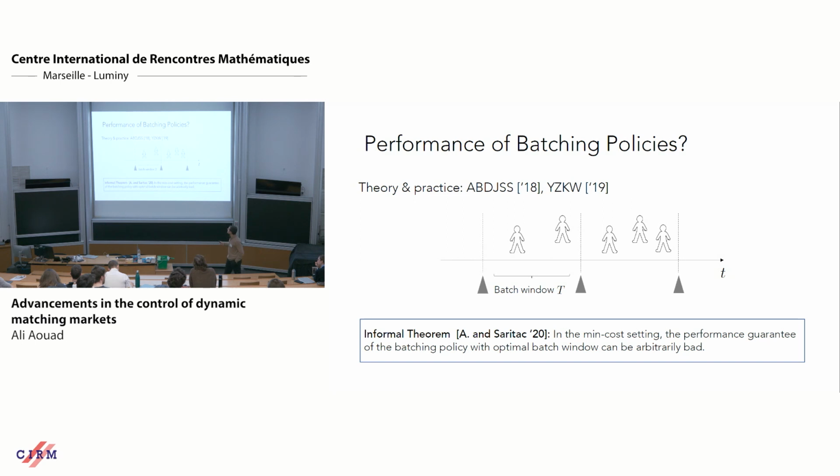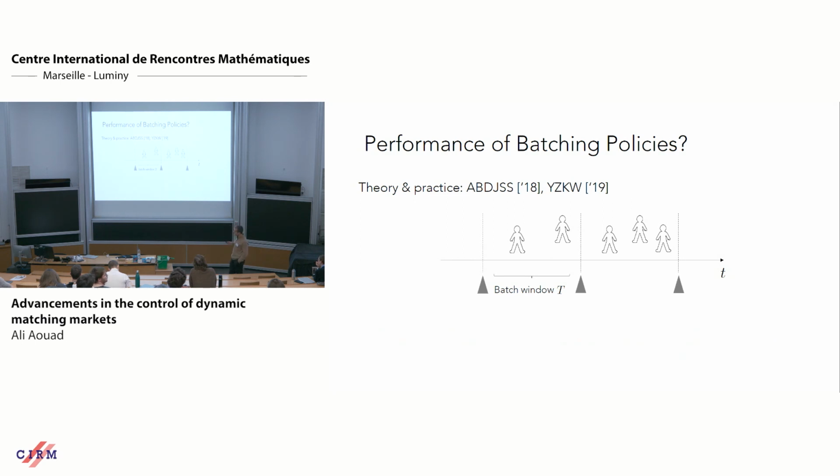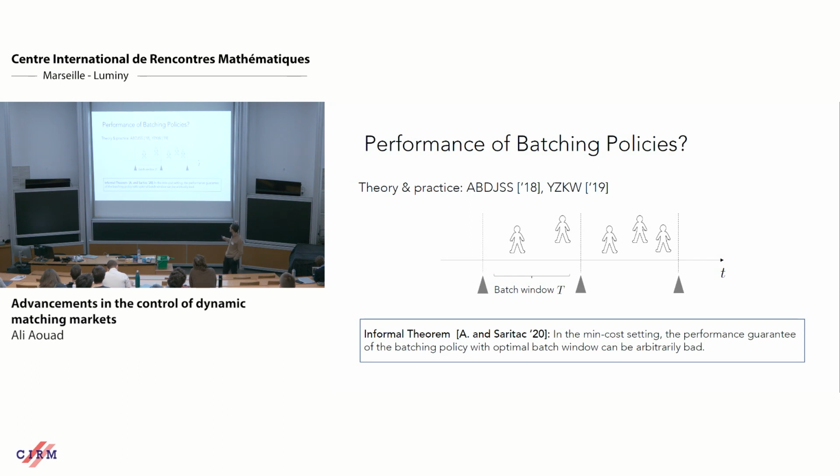There's a rich previous literature that looks at this, both in simulation, but also one of Amin's papers showed that if you're maximizing rewards, you can actually prove competitive ratio guarantees for this type of policy. But it turns out that in the minimum cost setting, if we're trying to minimize cost, this policy cannot achieve a constant factor approximation guarantee, even if you tune the batching window appropriately, even if the batching window is picked optimally to balance between the two costs that I mentioned.